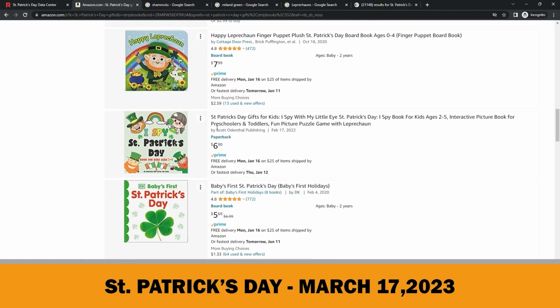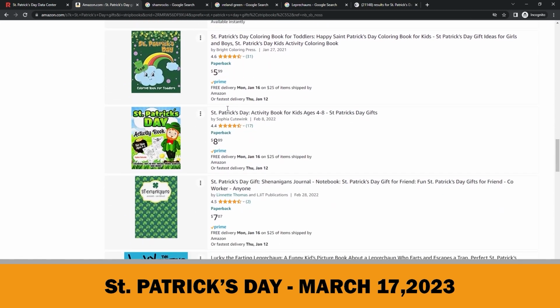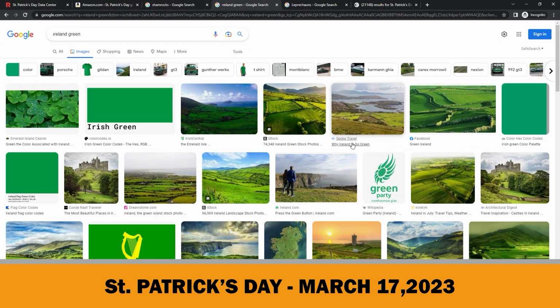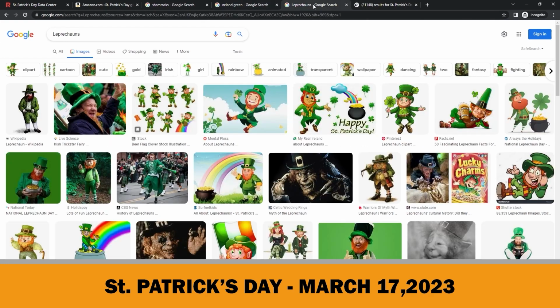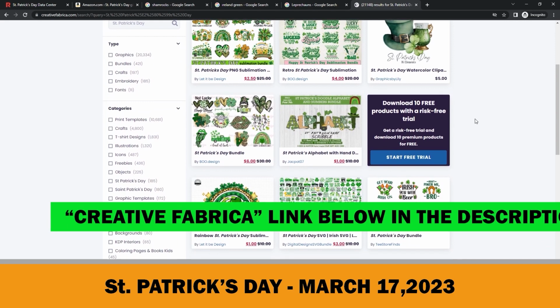If you are planning to make some low-content books about St. Patrick's Day, you had better use 3 symbols in your books. The first one is shamrocks. These are small 3-leaf plant pieces. The second one is the color green, because Ireland is covered in deep green grass and known as the Emerald Isle. And the third one is leprechauns. A leprechaun, in Irish folklore, is a fairy in the form of a bearded old man dressed in green. Again, you can check on Creative Fabrica and similar sites for these symbols to use on your covers and interiors.